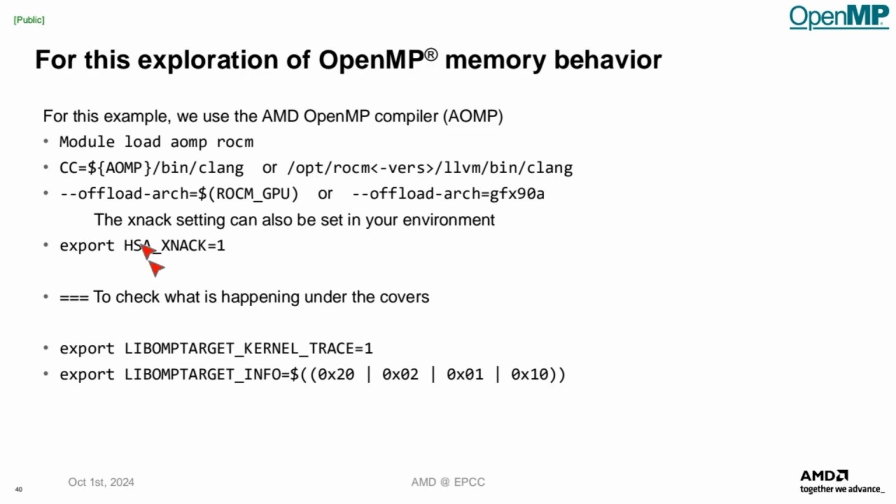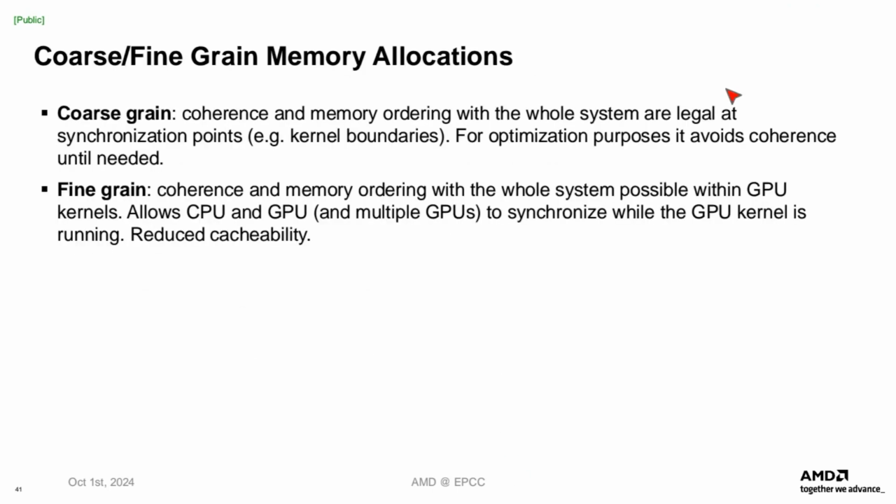So this is basically what we have seen before. When you want to assess what is going on with your code, you compile with Clang, you control the architecture, you may be willing to set HSA_XNACK=1, and there are also these variables here to understand what's happening and what the runtime is doing for you. So this is what we can use. And depending on the different options that you choose, you may be getting different sorts of memory. There is this notion of coarse and fine-grained memory when it comes to MI200 GPUs.